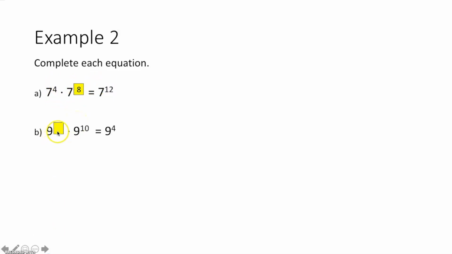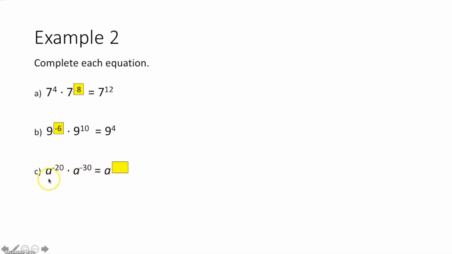Here we have 9 to the something power times 9 to the 10th power equals 9 to the 4th power. Again, we have like bases, so we just add these two exponents together and it's going to equal 4. Well, that's interesting because this is 10, which means that this should be a negative exponent because this plus 10 would have to equal 4. So how do we figure out what that is? Well, you can guess and check, or you can take 4, subtract 10, and you get negative 6. That gives you what's going to be here. So this is going to be 9 to the negative 6th power. And let's double check. What's negative 6 plus 10? That's 4.